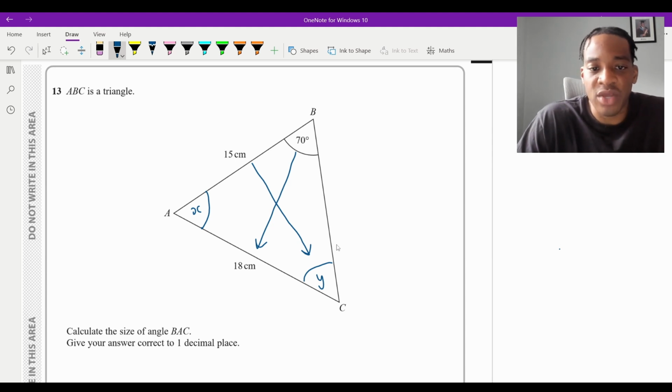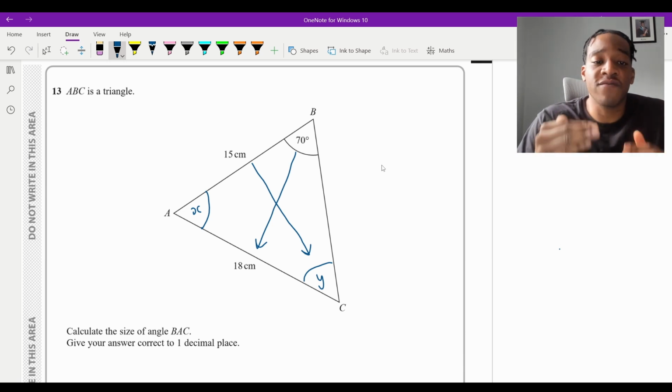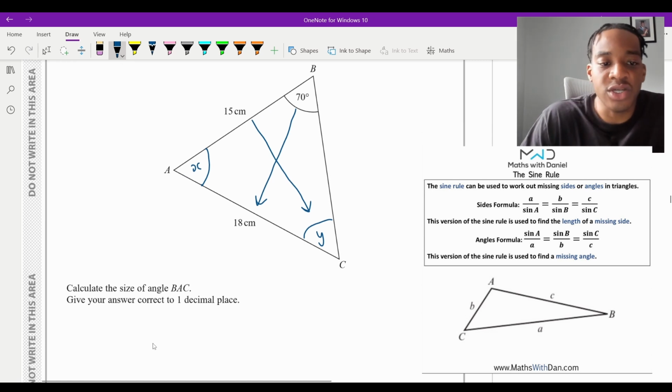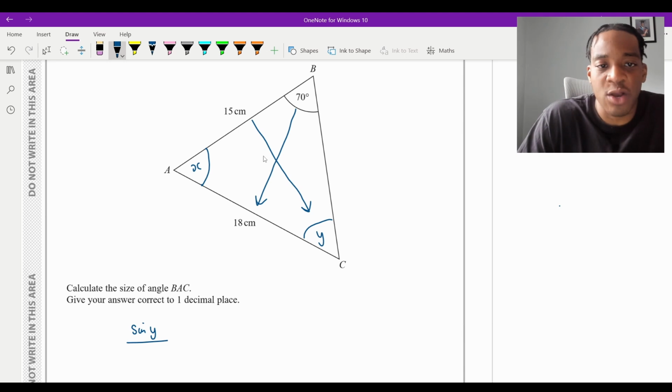So if I use the sine rule, now remember, we're trying to find an angle, by the way. So you're going to use the angle version of the sine rule formula, right? So it's going to be sine of that angle, Y, divided by that corresponding side, which is 15. And this will equal sine of 70 degrees.